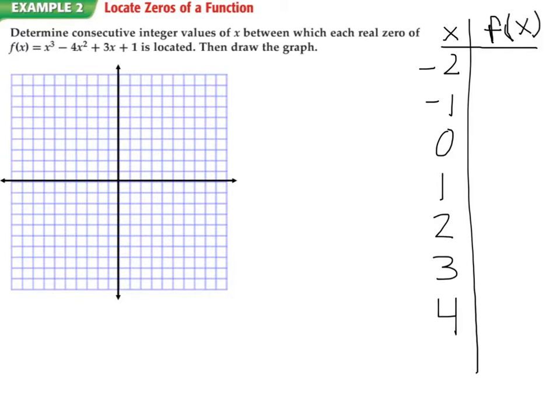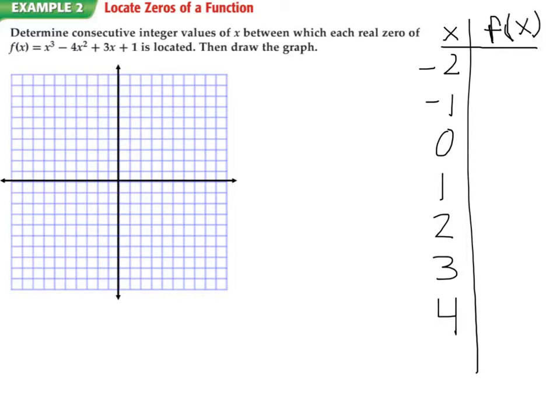So example 2 says to determine consecutive integer values of x between which each real 0 of f of x equals x cubed minus 4x squared plus 3x plus 1 is located, and to draw the graph. So let's go ahead, we're going to do the same thing we did in the first one, and we're going to evaluate this. So I went ahead and made a t-chart, and these values that we're going to get, we're going to be filling these in over here.